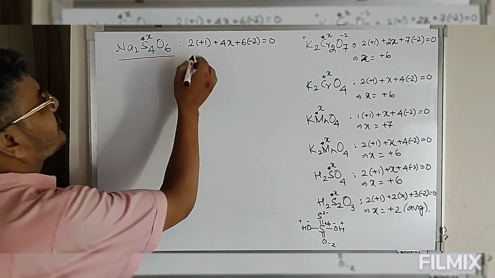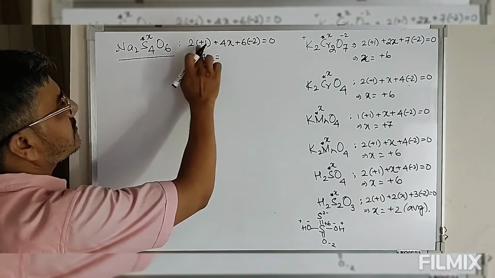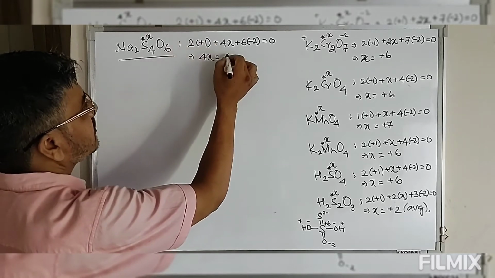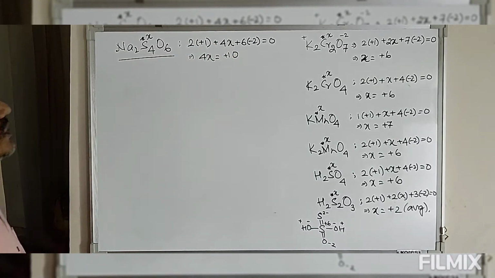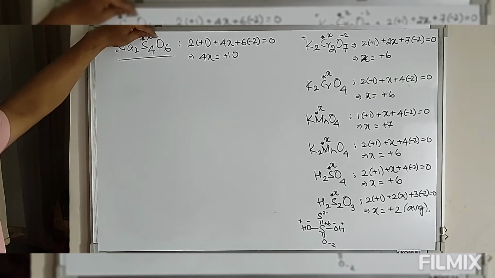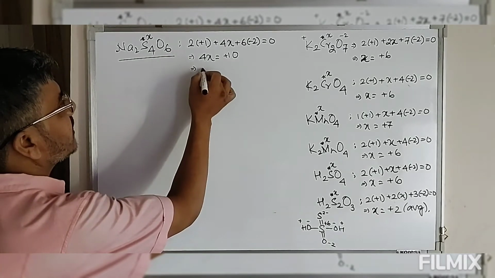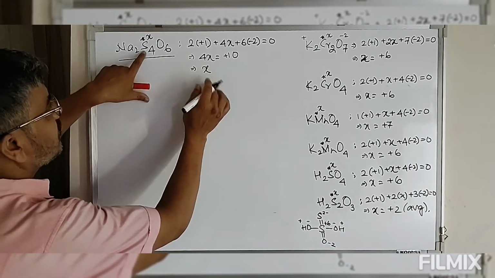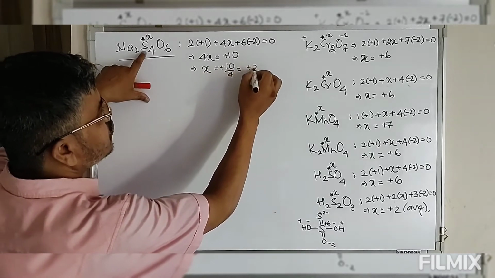Now, therefore look at this. 4 times X is equal to 12 minus 2, that is 10. So the summation of the oxidation state of the 4 sulfur present in this compound is 10. But if we take the average, then the average oxidation state of sulfur is 10 by 4. So that is +2.5.